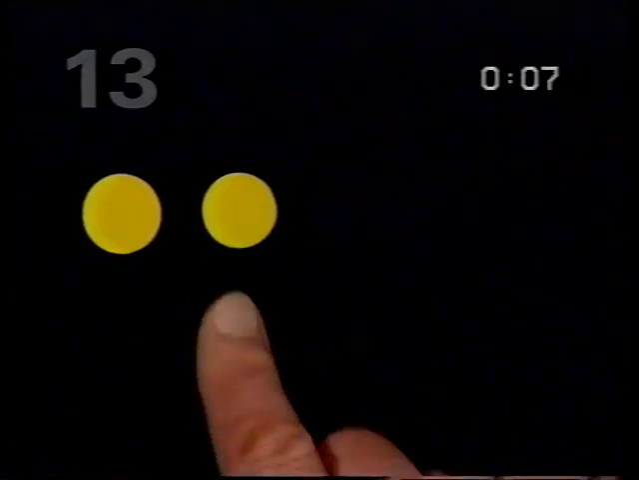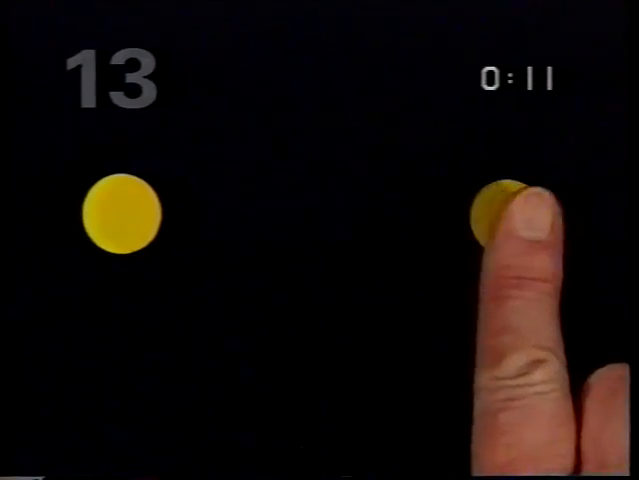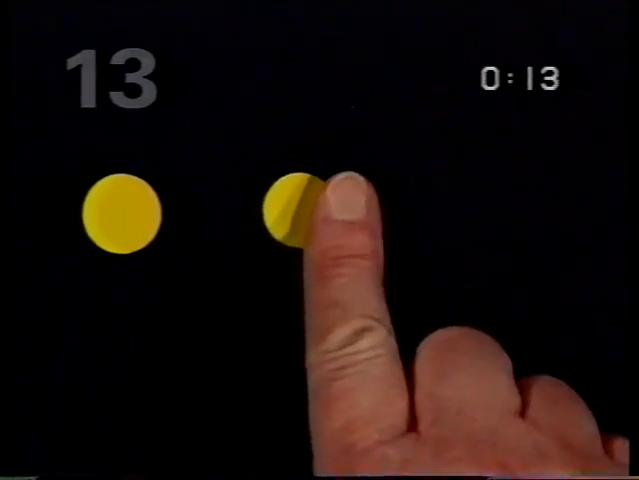Suppose I wanted to move one of these disks. How could I do it? And obviously that's one way of doing it. But there is another way.